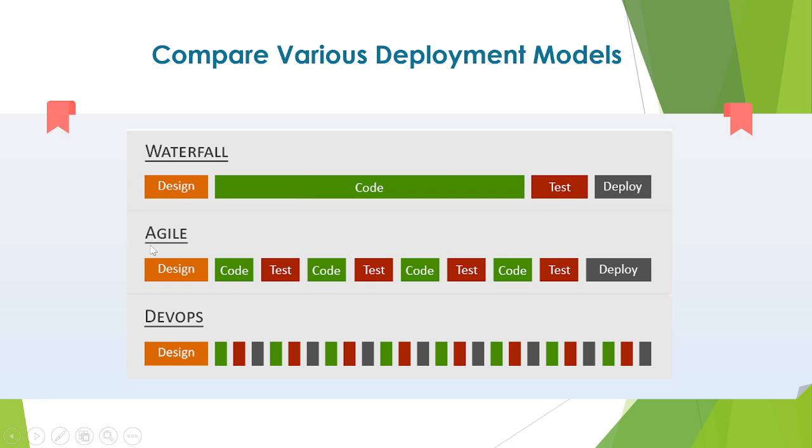In the agile model, after the designing, we will do coding and testing. Again, we will continuously do code and testing till the completion of the project. Finally, we will do the deployment. In DevOps, we will do the designing. After that, coding, testing, and deployment phases are done recursively. So it is like phase by phase or module by module, the deployment will happen.